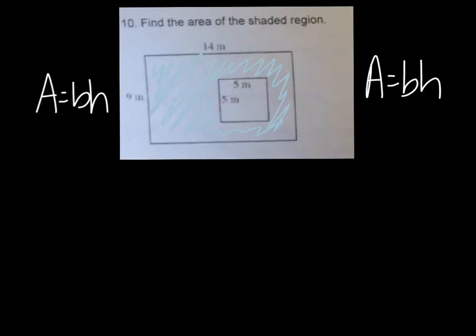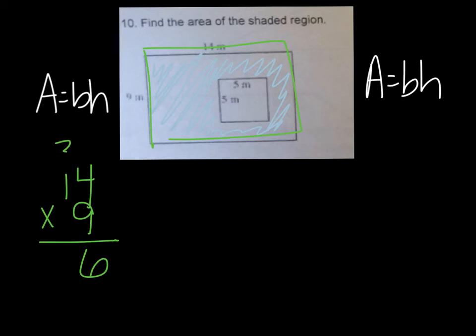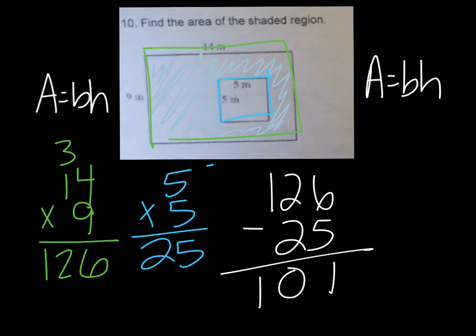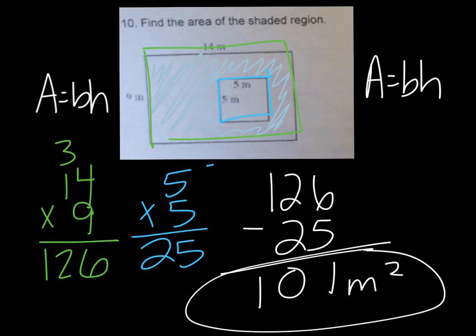Number 10, find the area of the shaded region. So first you have to find the area of the outside box, 9 times 14, because area equals base times height. Then you have to find the area of the inside square. So 5 times 5. And then you'd have to subtract the outside minus what you're taking out of the inside. So that would give you 101 meters squared.